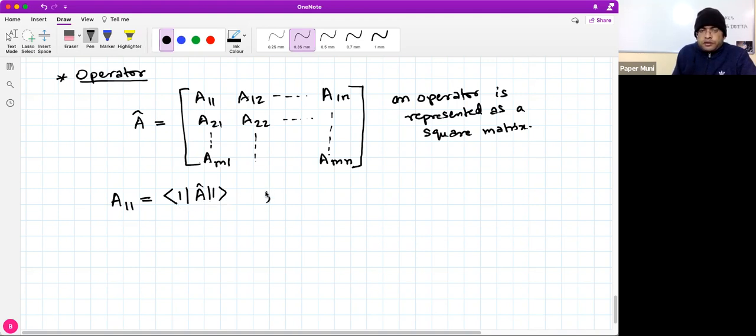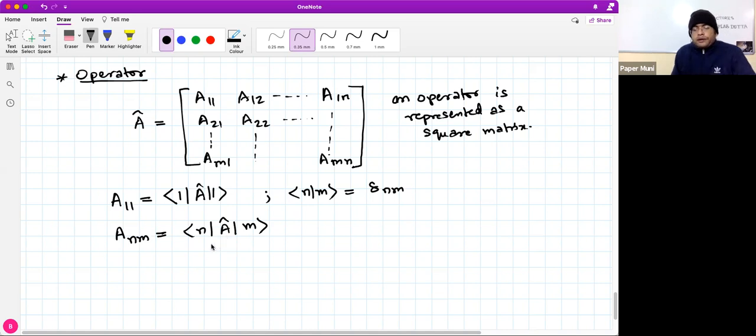Here n and m are orthogonal to each other. So these states are orthogonal to each other, and we are representing it using this notation. I hope that you're comfortable with this notation by now. Now a n m in general will be this inner product. We can find out all the terms of the operator like this.